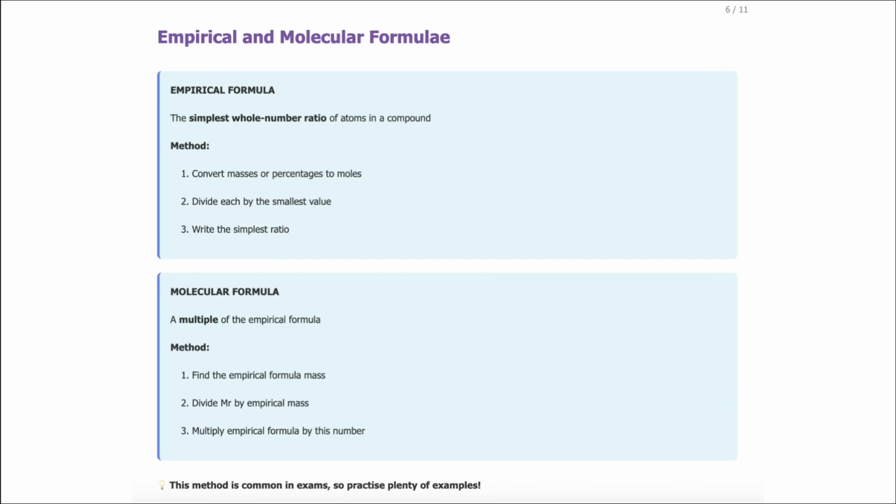To find empirical formulae, convert masses or percentages to moles, divide each by the smallest value, and write the simplest ratio. The molecular formula is a multiple of the empirical formula, found by comparing empirical mass with Mr. This method is common in exams, so practice plenty of examples.